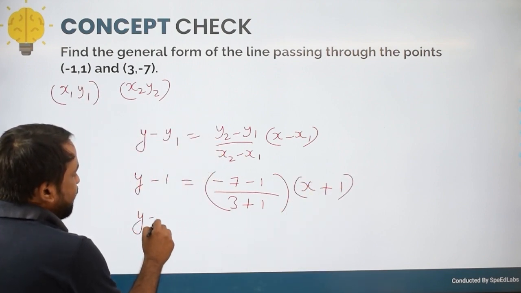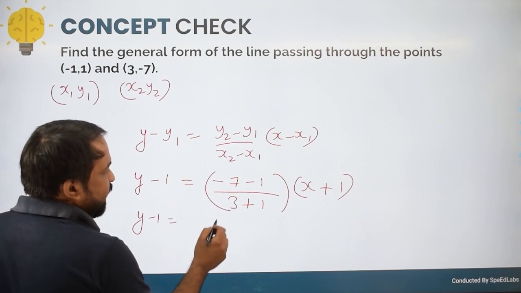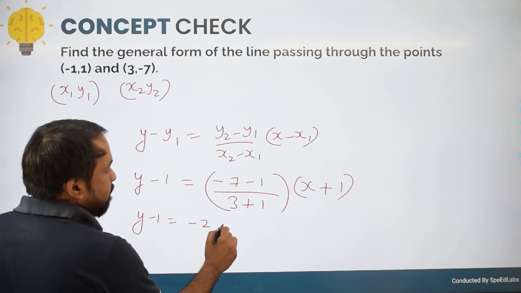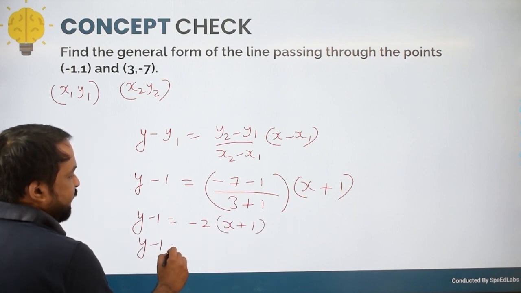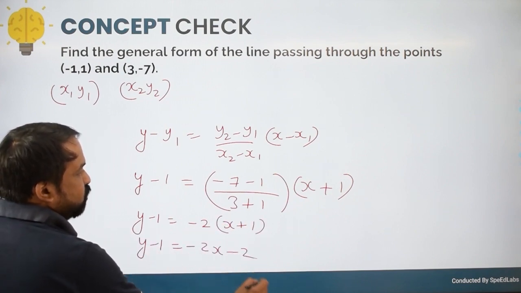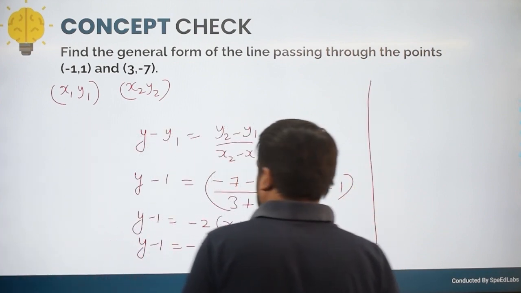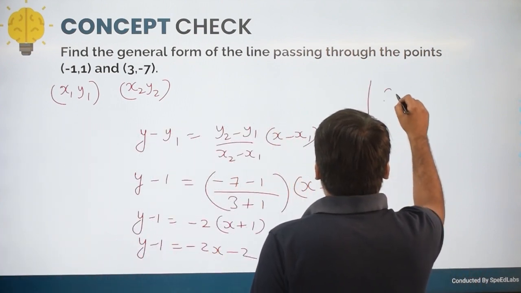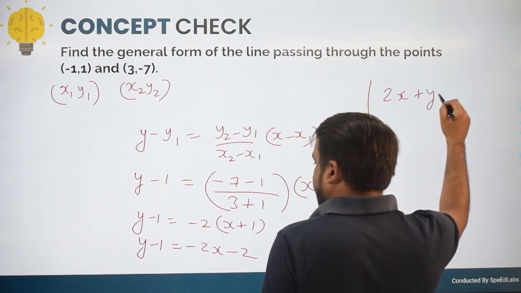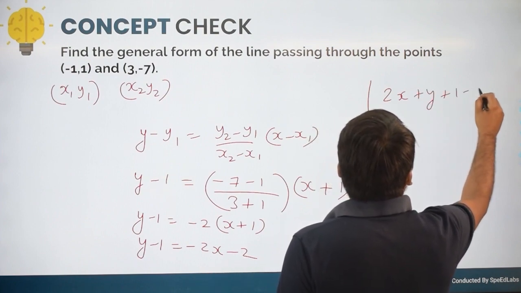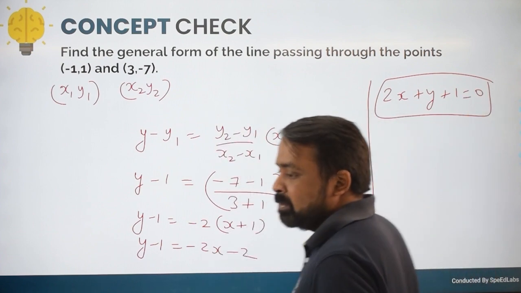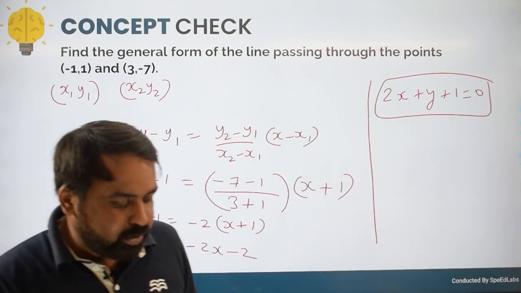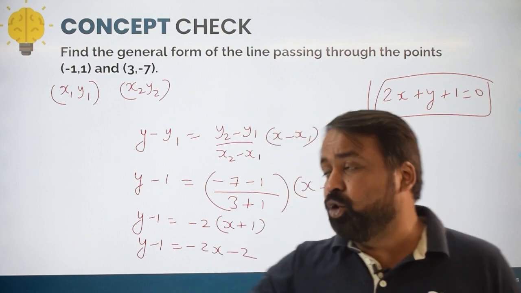So y minus 1 is equal to minus 8 upon 4, that means minus 2, multiplied by x plus 1. If I multiply it, y minus 1 is equal to minus 2x minus 2, and finally we can write it in the form 2x plus y plus 1 is equal to 0. This is the equation of the line. Alright, so like this we can find the equation of a particular line using 2-point form.